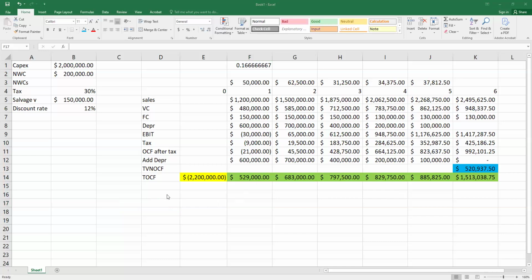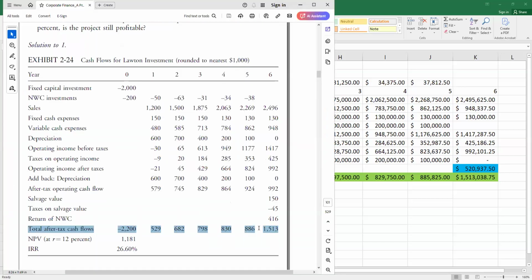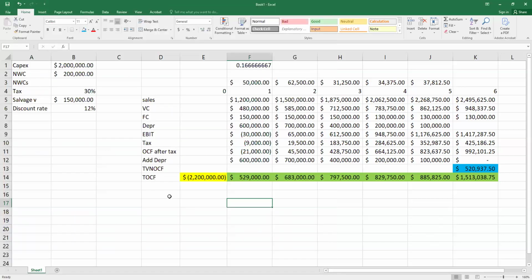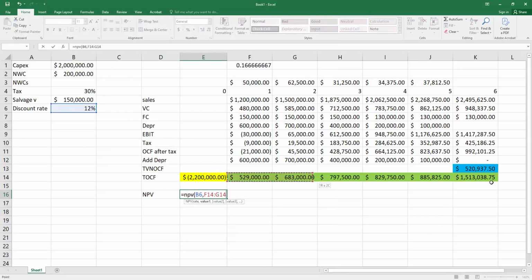Now, let me move further. Yeah, correct. And I need to calculate the NPV. The NPV rate is 12%. Values are here, and the investment cost is this one.